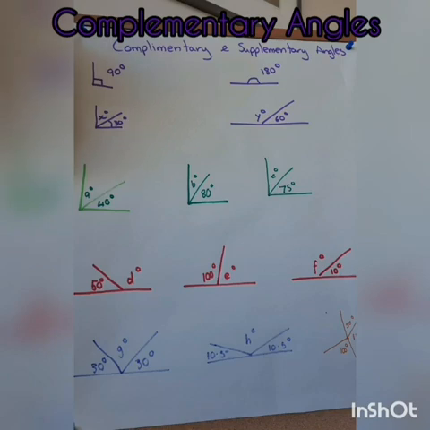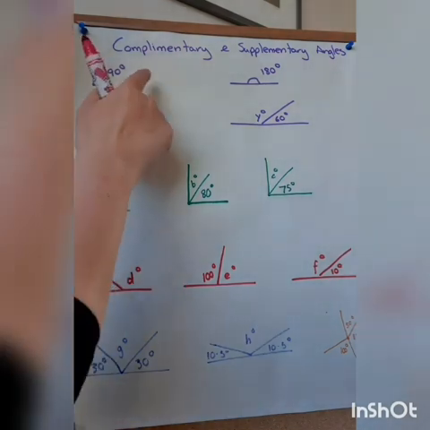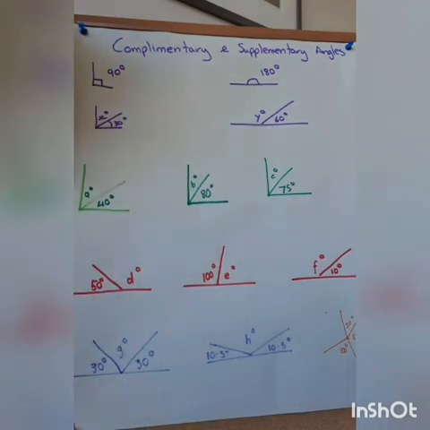Okay, boys and girls, some new learning for some of us today. This is all about complementary and supplementary angles. Now, they sound like big, long, complicated words, but they really aren't, so don't panic. Our complementary angles are all to do with 90 degrees, a right angle. So what happens is this.